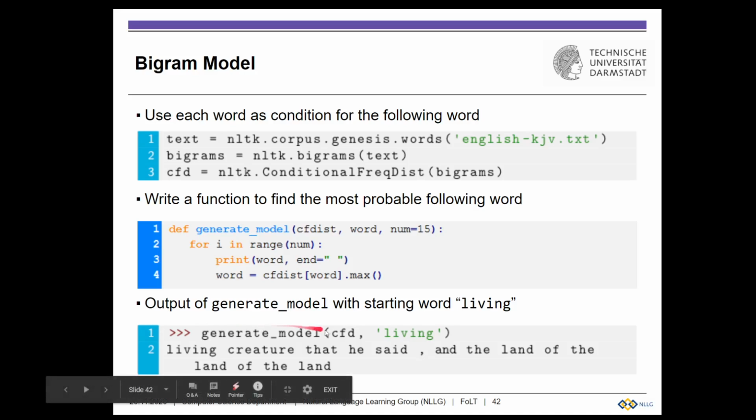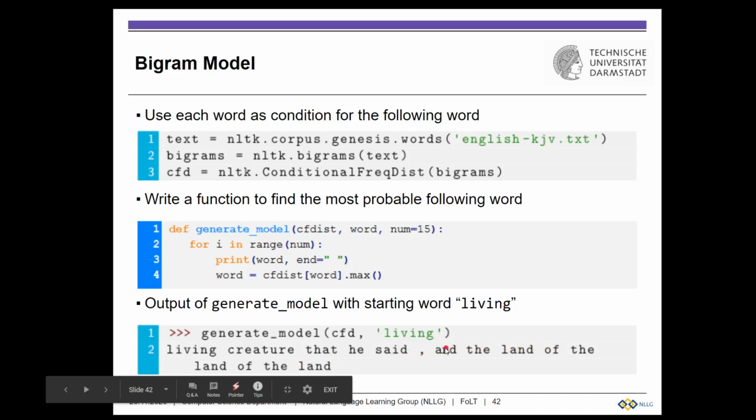Now we start out with the word living. We take our conditional frequency distribution, and we feed in living. It finds that after living, the most probable word that follows is creature. So we get living creature. Then we have creature, we check what's the most probable word following creature, and it's going to be that, then he, so: living creature that he said, comma, and the land of the land of the land.